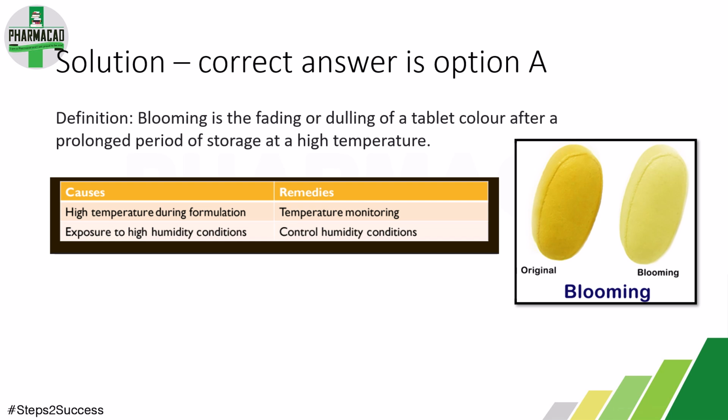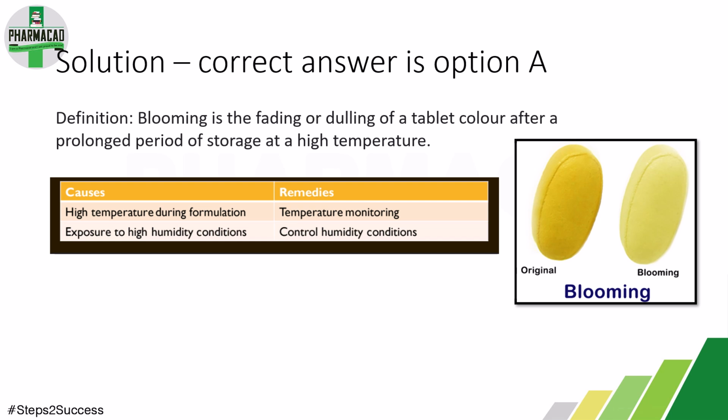Blooming is defined as the fading or dulling of the tablet color after a prolonged period of storage at a high temperature. Like we have seen at our home, after a period the color of a tablet starts becoming dull. So this is the blooming effect basically, and it is one of the common effects in tablet manufacturing. Here you can see on the screen that the original tablet is orange and after blooming it has become slightly light in nature, similar to yellowish orange. So that is the blooming effect.